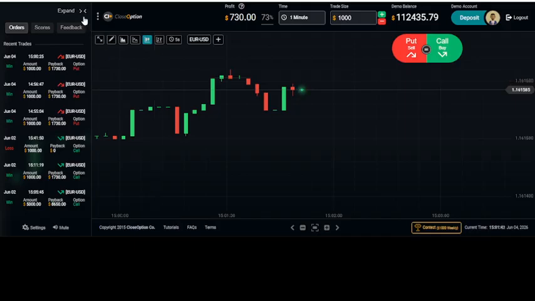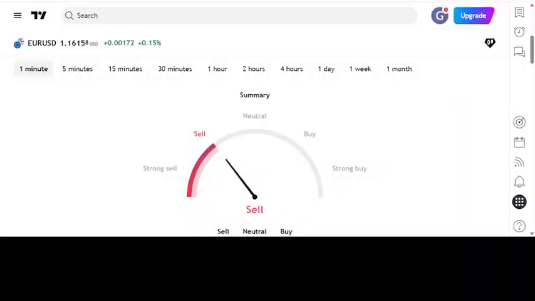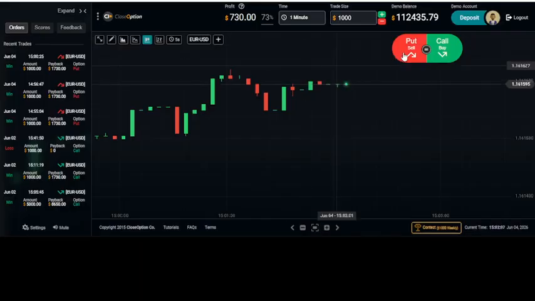Okay, let me go back to the technical analysis tool on TradingView. Let's recalibrate again. Click on 1 minute again. Okay, let's see what 5 minutes is telling us: sell. The 1 minute technical indicator is telling us to sell. So let's go back on Close Option and take another sell trade.